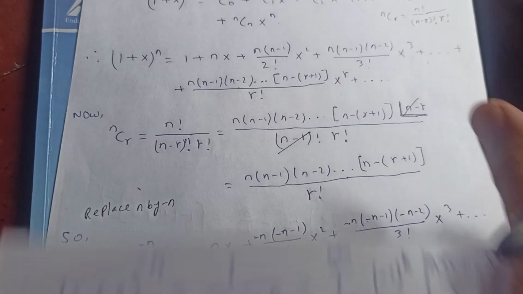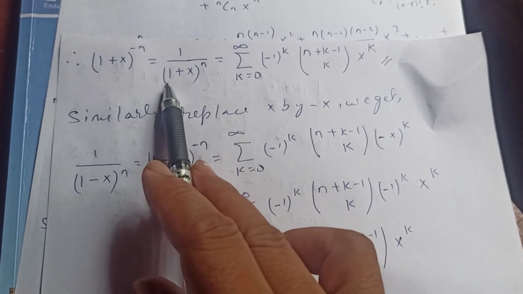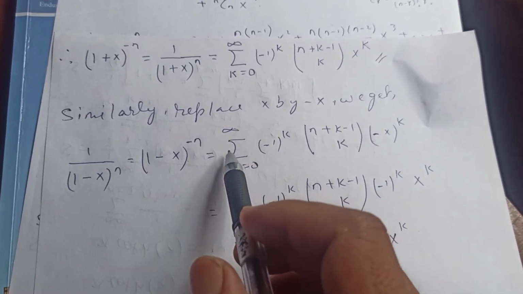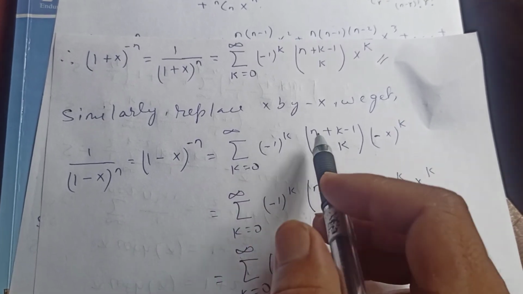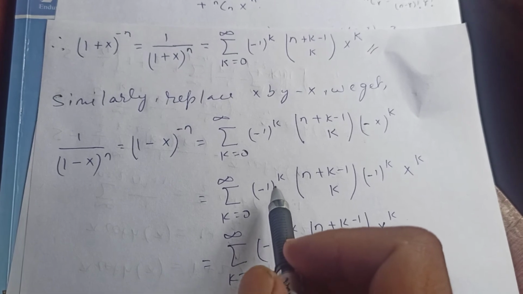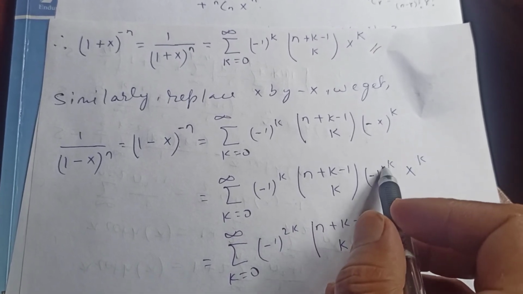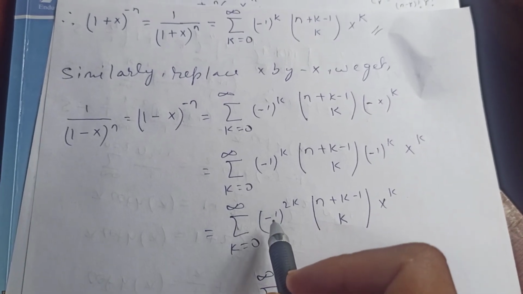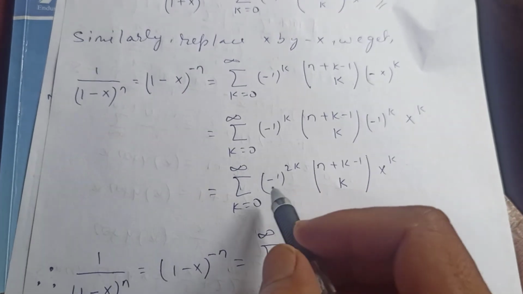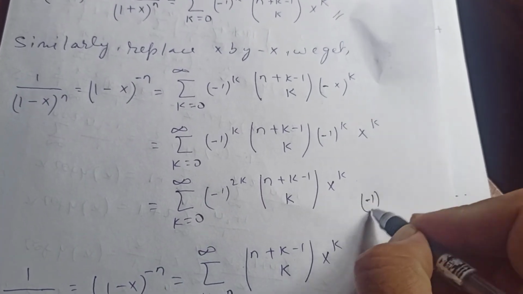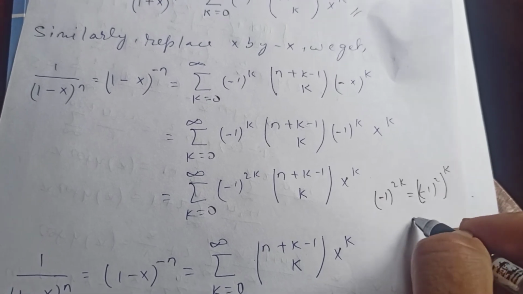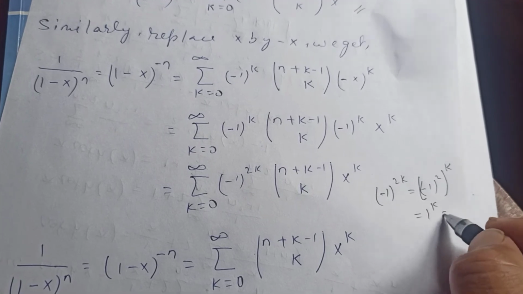In a similar way, if you replace x by negative x, we get 1 over (1 minus x) to the n, which is (1 minus x) to the negative n, which is the sum from k equal to 0 to infinity, negative 1 to the k, (n plus k minus 1) combination k, times (negative x) to the k. Here the negative can be taken out, giving negative 1 to the k times negative 1 to the k, x to the k. These two are the same, so the power is 2k, and negative 1 to the 2k is the same as (negative 1 squared) to the k. Negative 1 squared is positive, so it is 1 to the k, which is just 1.